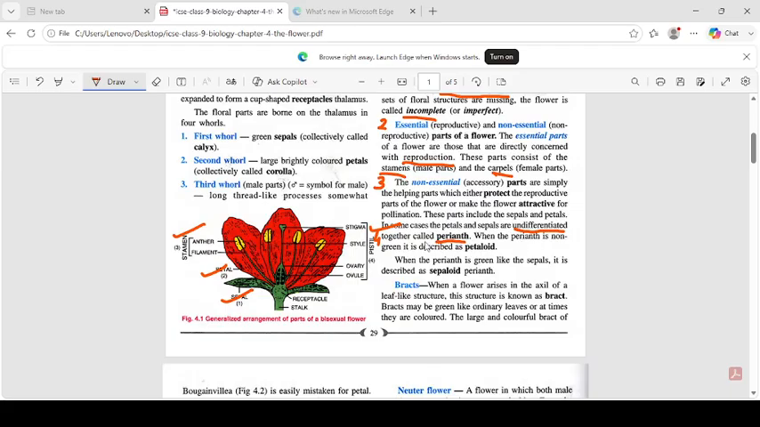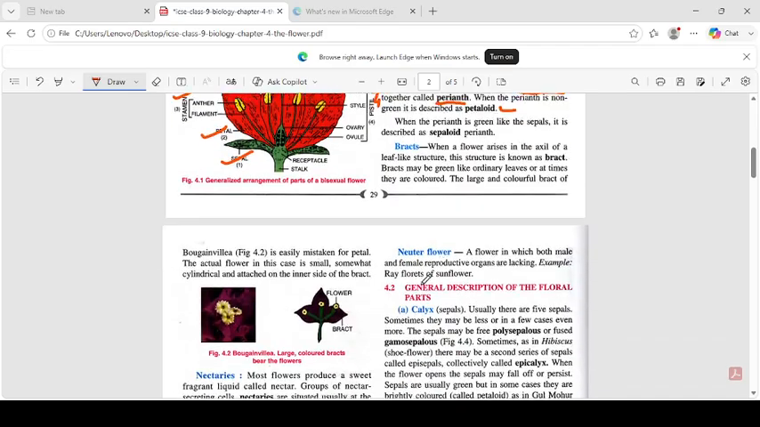If perianth is non-green in color, means they are colorful, then it is called petaloid perianth, and if it is green in color, just sepal-like, it is called sepaloid perianth.